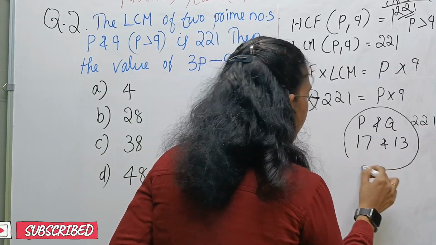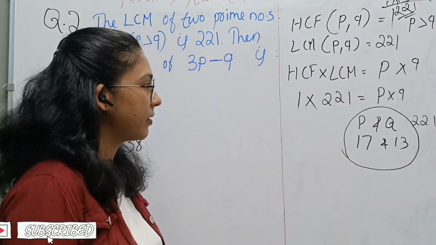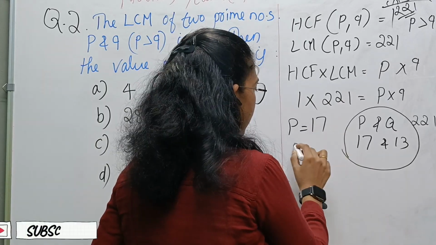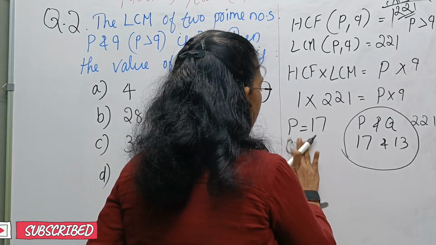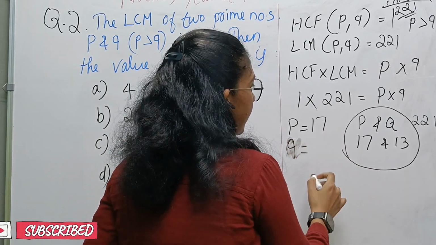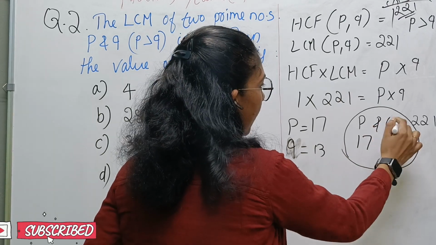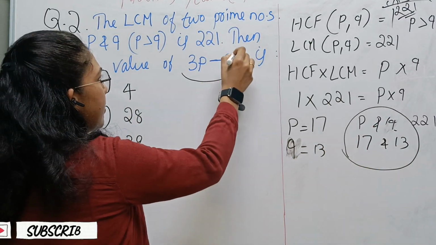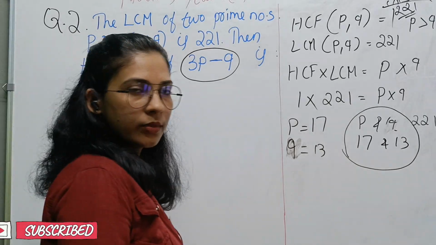P and Q are 17 and 13 respectively, where P is greater than Q, which means P is 17 and small letter Q is 13. Okay, so these are two numbers. So we can easily find out 3P minus Q, right?